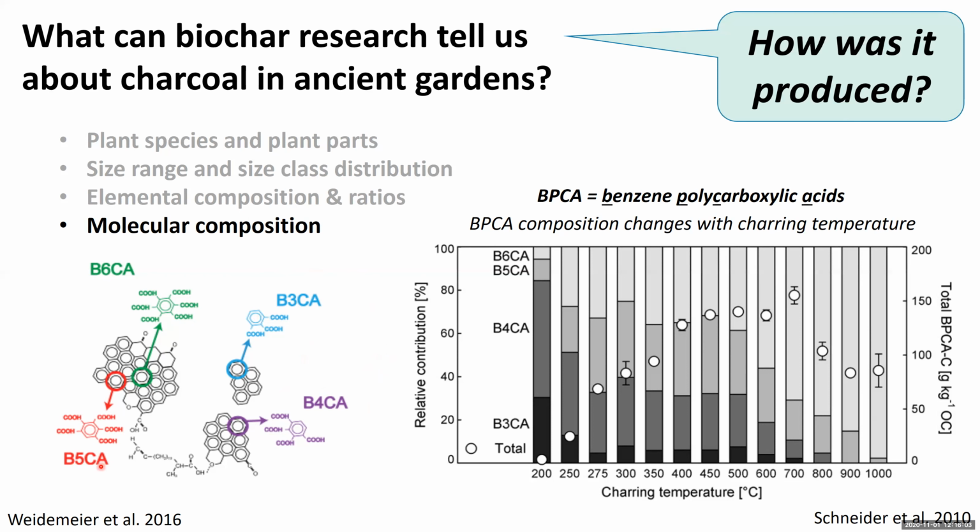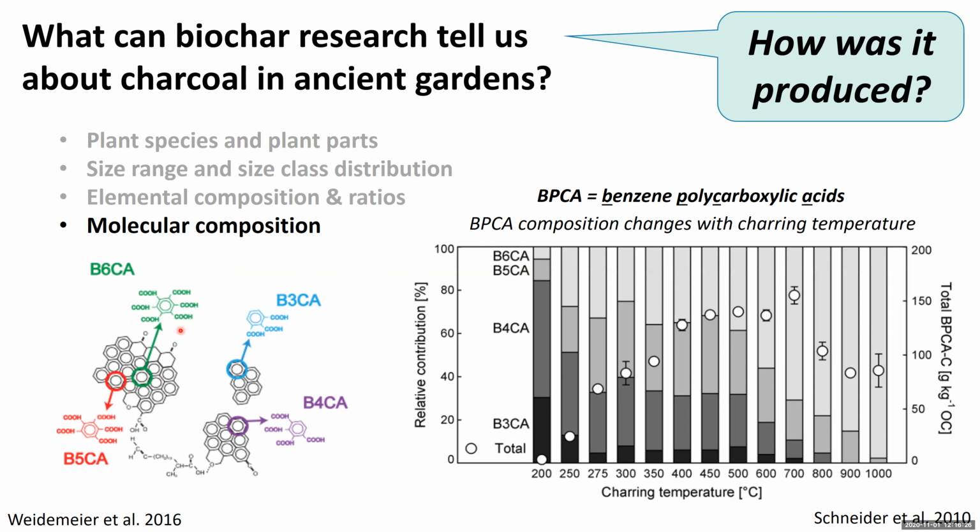B6CA would indicate an aromatic ring that was completely surrounded. Here we go, B6CA in green. It would indicate an aromatic ring that had been completely surrounded by other aromatic rings, shown here as the green, because it has 6 COOH groups attached to the benzene ring.